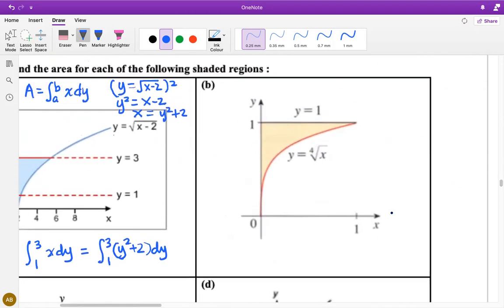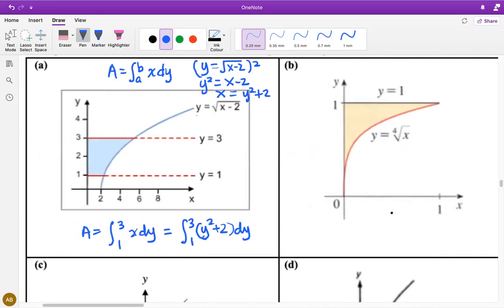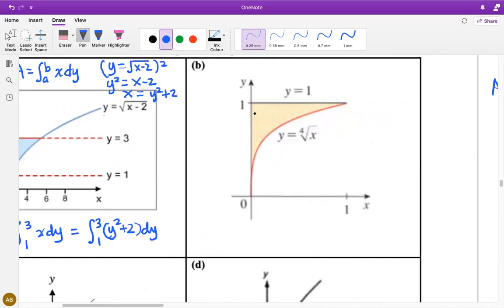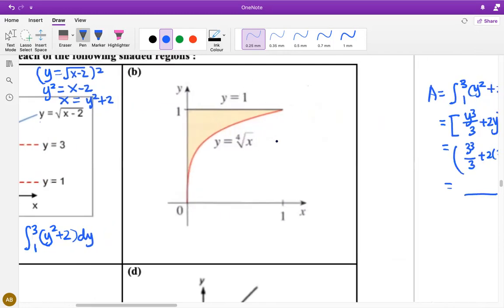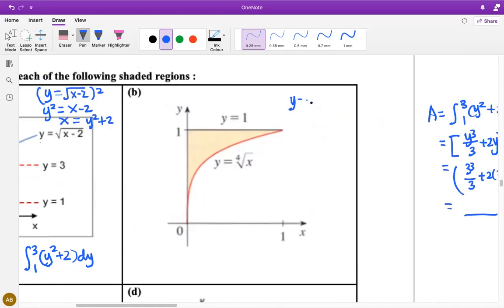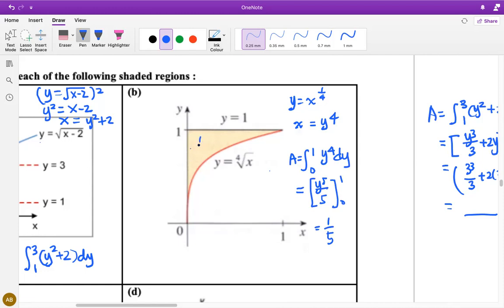Then we go to B. Find the area of the shaded region from 0 to 1 when y equals the fourth root of x. Meaning that y is x to the power 1 over 4. So what is x? x is y to the power of 4. Now I can find my area. A equals the integral from 0 to 1 of y to the power of 4 dy. Therefore, I have y to the power of 5 over 5, from 0 to 1. My answer is 1 over 5. This area is 1 over 5.